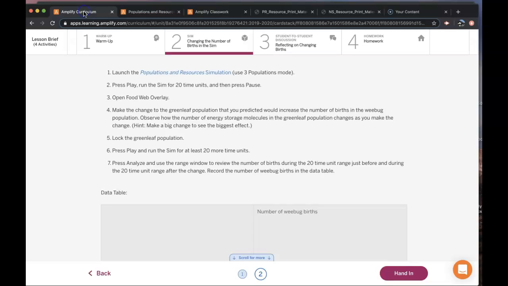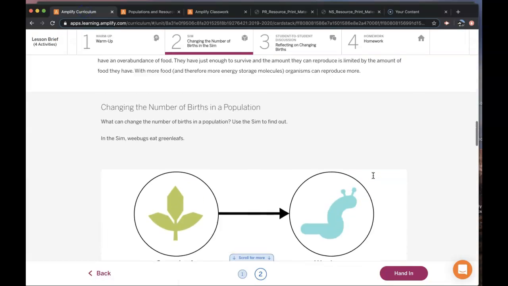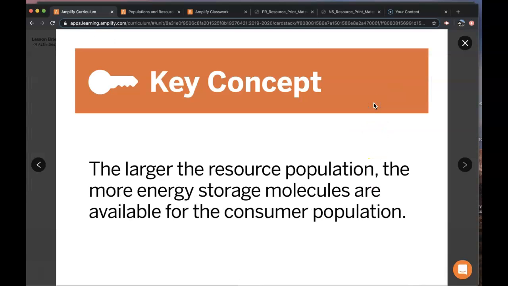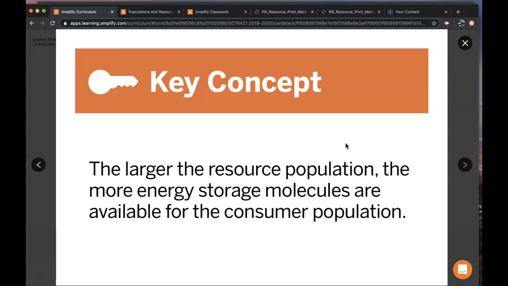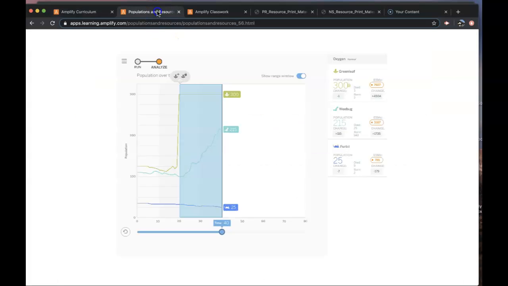So this leads us to our key concept for this lesson, and that is that the larger the resource population, the more energy storage molecules are available for the consumer population. Remember our investigation question, what can change the number of births? We now know that a way to increase the number of births in a population is to increase the size of its resource population. The number of births increases because a larger population makes more energy storage molecules available to its consumer population. With more energy storage molecules, the consumer population can reproduce more. So with a large increase in the resource population, there's more energy storage molecules available for the consumer population to eat and therefore reproduce more.